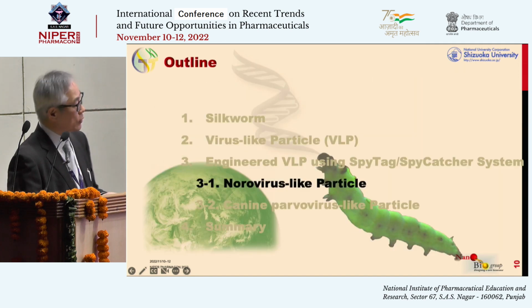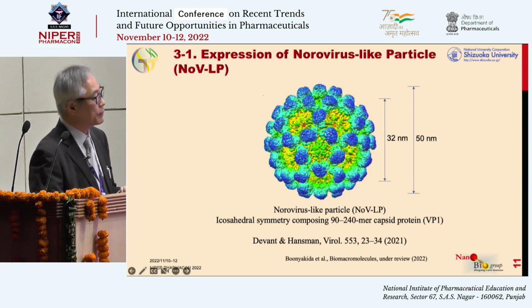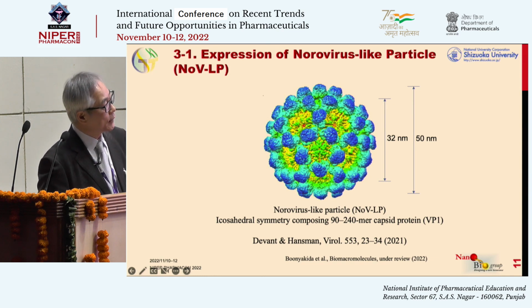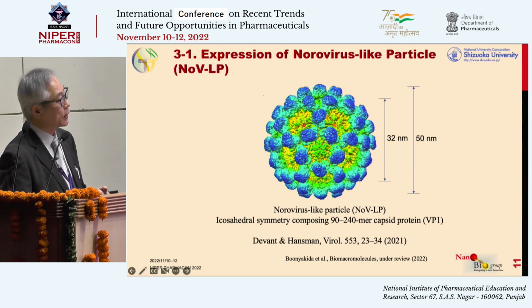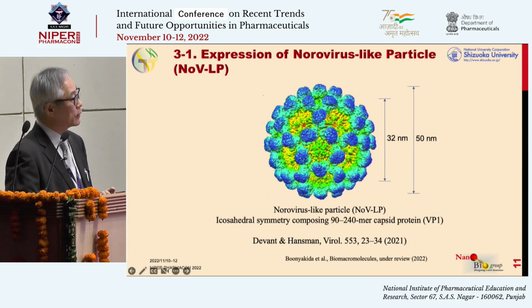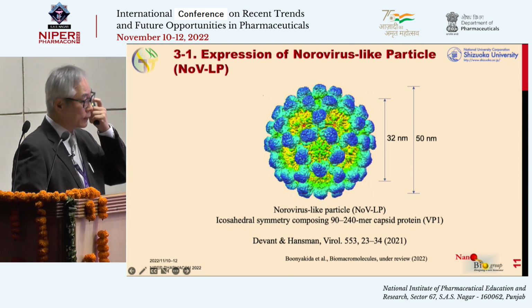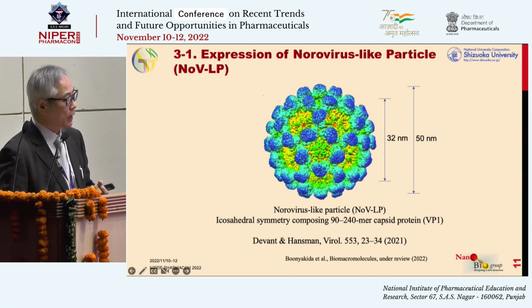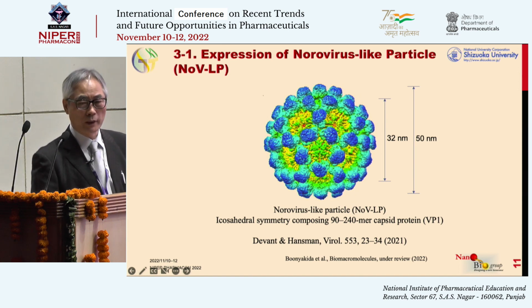For example, norovirus-like particles. Here, this is a cryo-EM image of the norovirus-like particle. The capsid particle is almost 32 nanometers. However, including the spike protein, it is almost 50 nanometers, a little big VLP. This particle is composed of the VP1 protein of norovirus. Therefore, we use this VP1 for the VLP platform.